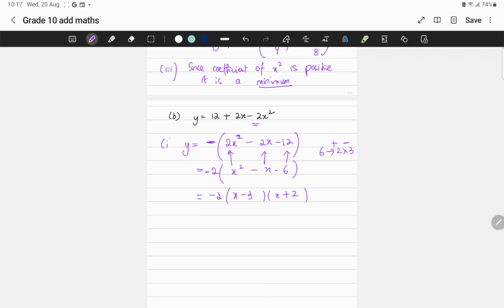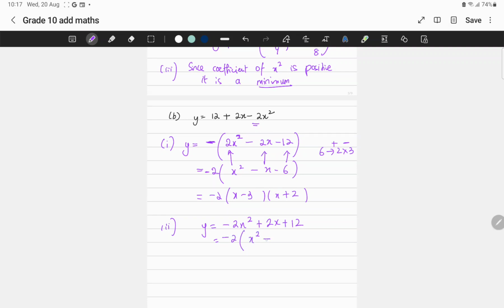Fini factorize, ça c'était first part. Second part, complete the square. Normalement, pour complete the square, put it in order: moins 2x square plus 2x plus 12. Same thing that I did here. I remove minus 2 outside.